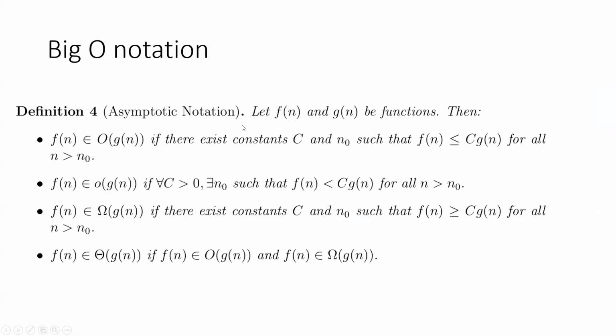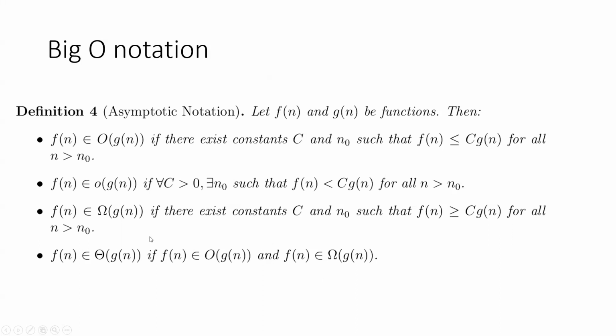Okay, so let's recall the so-called big O notation. For functions f(n) and g(n), when I say f(n) belongs to big O of g(n), basically there is a number C and n0 such that f(n) is upper bounded by C times g(n) for n greater than n0. And when I use small o, basically it says that f(n) is less than C g(n) for n larger than n0.